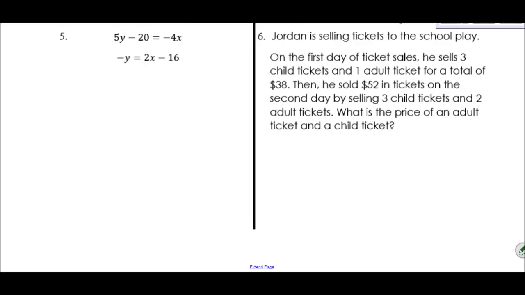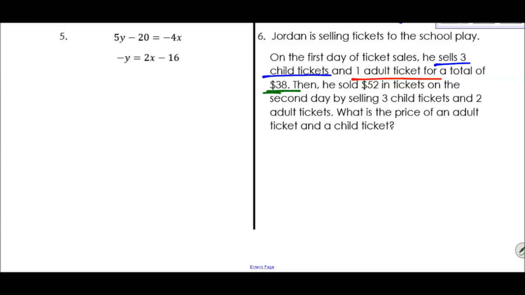I'm going to come back to number 5. I just feel like doing that word problem since we just did one. Jordan is selling tickets for the school play. On the first day of ticket sales, he sells 3 child tickets and 1 adult ticket for a total of $38.